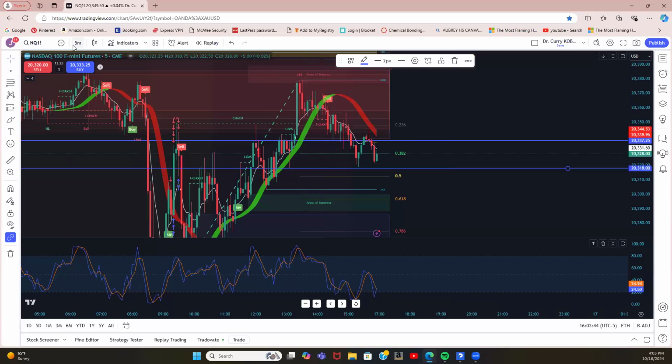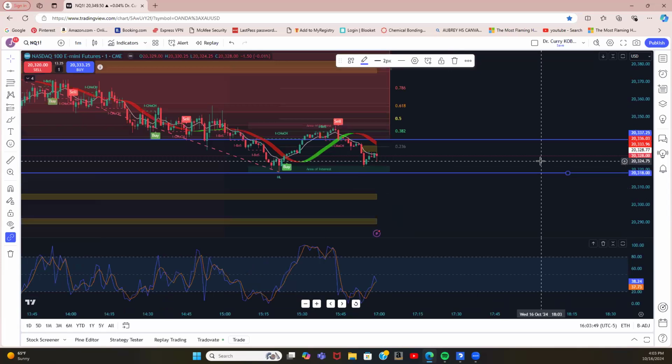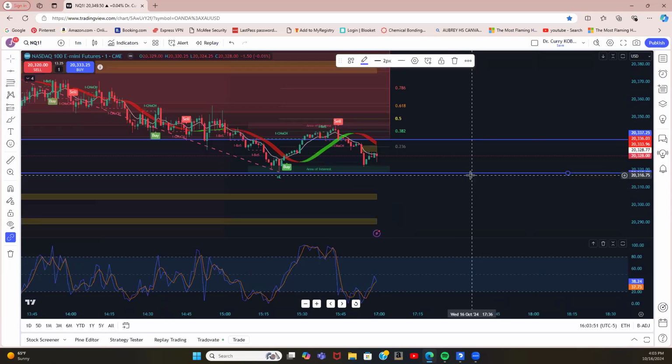But if I leave that up, and tonight, when this market opens back up, where am I at? I'm at the bottom of my area of interest, and I'm at the top of my box.